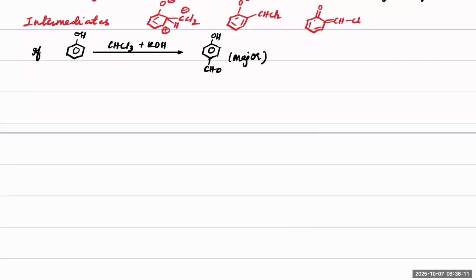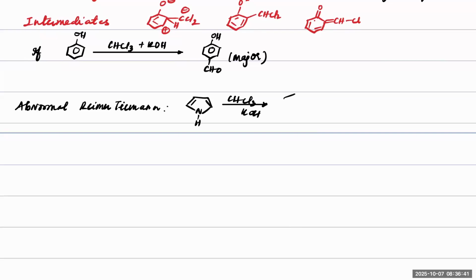Next, we come across an abnormal Reimer-Tiemann reaction wherein you can take pyrrole instead. You can take pyrrole instead like this. Pyrrole is aromatic as well. So when you treat with CHCl3 and KOH or NaOH, in that case, what we get here is this will turn into a pyridine ring like this at a beta position, getting a chlorine. So this is the major product.